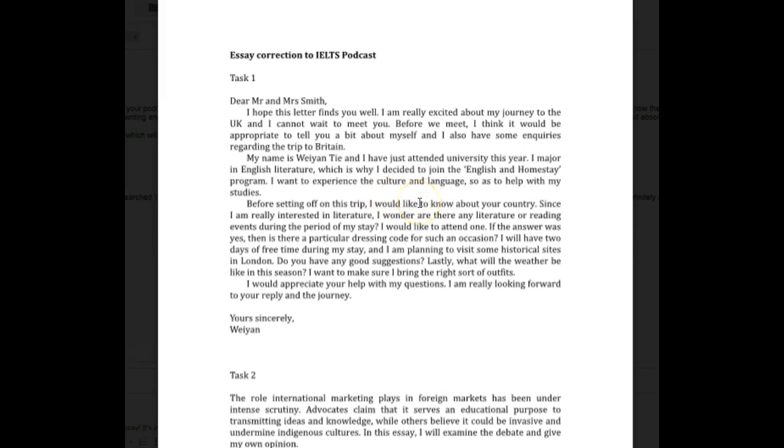Now, the other thing that we do in formal letters is we try to avoid direct questions as much as possible. And in this paragraph, you had a lot of them. So rather than saying, is there a particular dress code for such an occasion, you could say, please inform me if there is a dress code, or I would like to know if there is a dress code. Okay, so do you have any good suggestions? Instead, you could say, I would appreciate any good suggestions you may have.